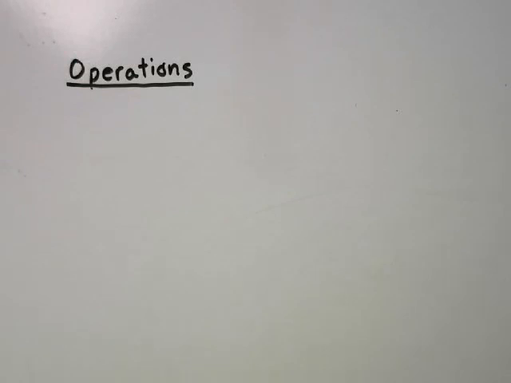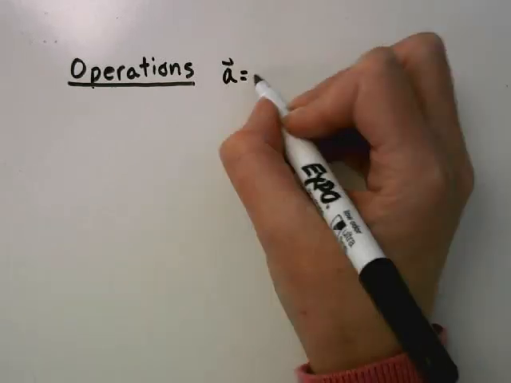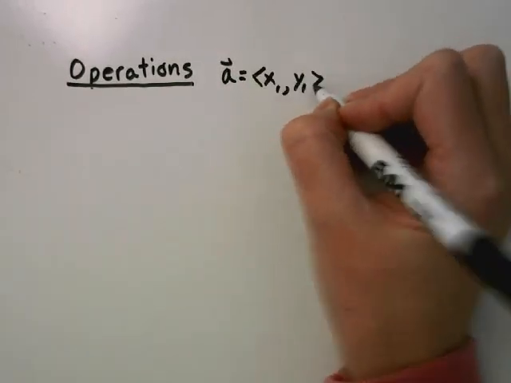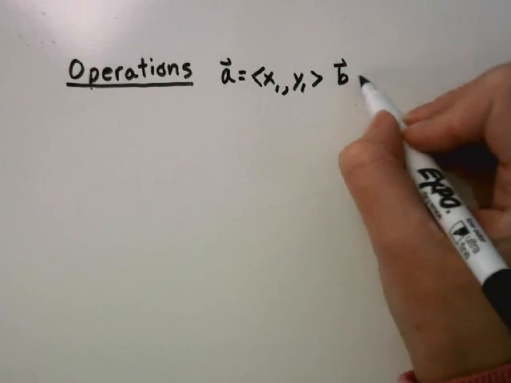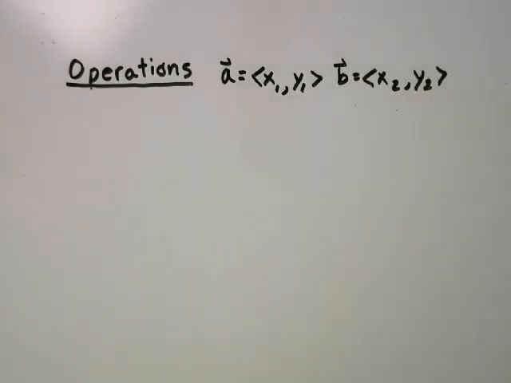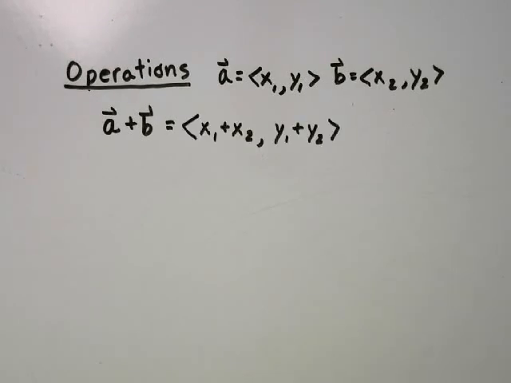Now we're going to have some different operations with vectors. So let's say I have two vectors, I'll call that a, x1, y1, and some vector b, x2, y2. And then we're going to do different operations like adding. So if I want to add vector a and b, you simply need to add the x's and add the y's. Subtraction, we're going to subtract.